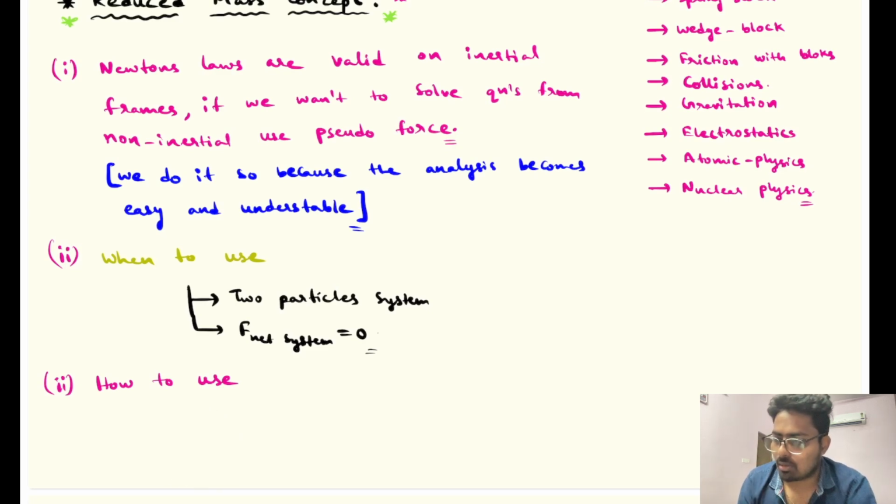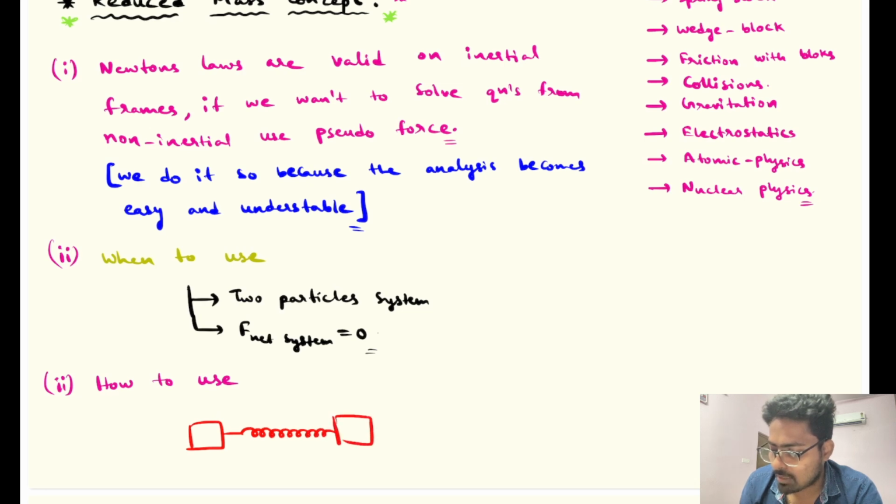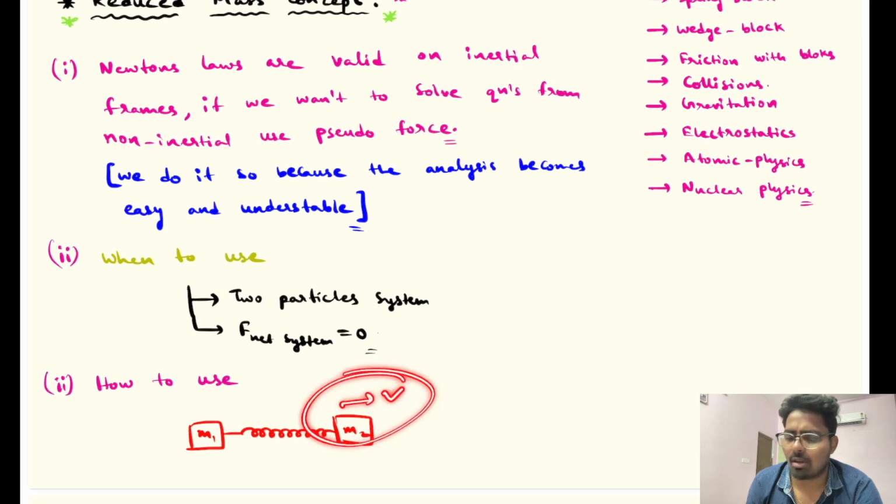Two blocks like this connected by a spring. Let's say this has some mass m1 and this has some mass m2. Now let's say they're applying some force on top of these things, or they have been given some velocity, and then you know both the things will be accelerated. Why? Because of the spring force.